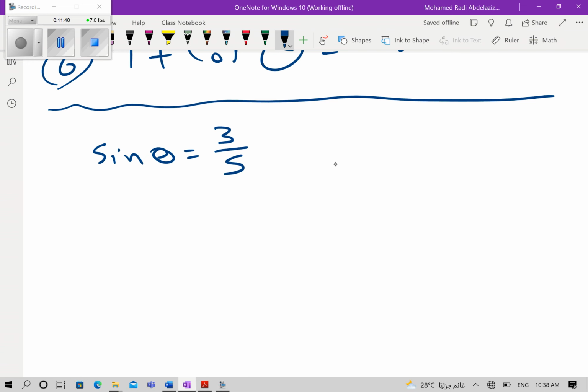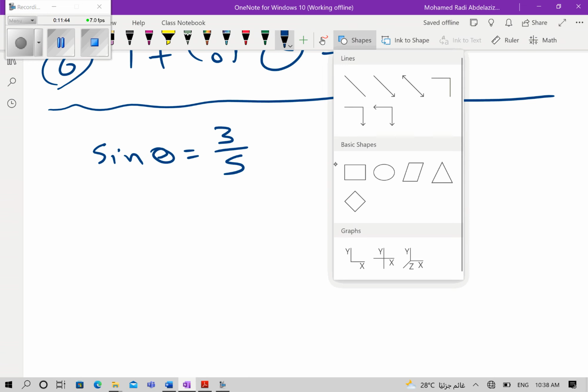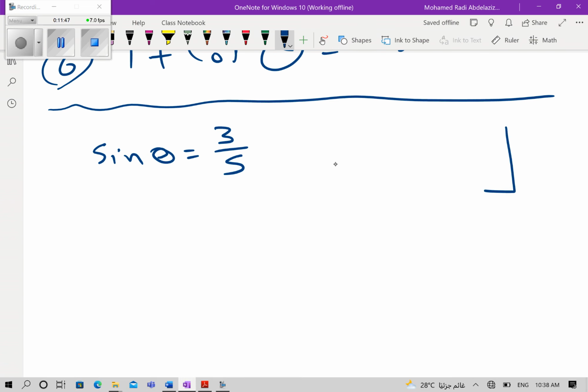I prefer to use Pythagorean theorem. Okay? By drawing a right angled triangle, label this angle to be theta, which given opposite and hypotenuse. Find the adjacent by applying Pythagorean theorem. Now you can find all trigonometric functions.